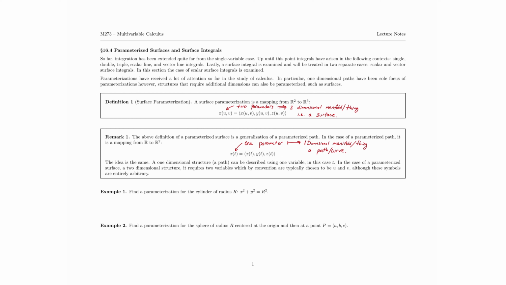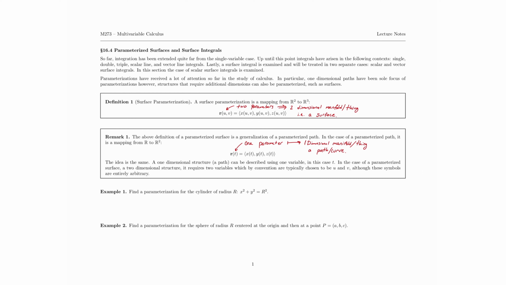So just like the case with our usual parameterizations of one variable, one parameter, we have components here. Each of these components tells us what the x's, y's, and z's are on our surface. And these in general are just functions of our 2 variables, u and v.